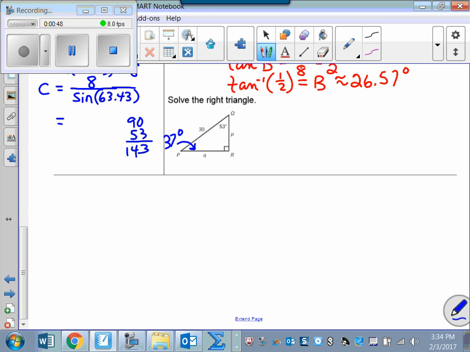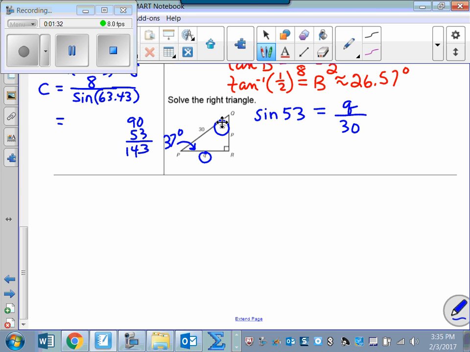Let me start again. If I start by looking at this angle here, 53 degrees, what do I know? I know that the sine of 53 equals the side opposite over the hypotenuse, right? Well, the side opposite is Q, and the hypotenuse is 30.